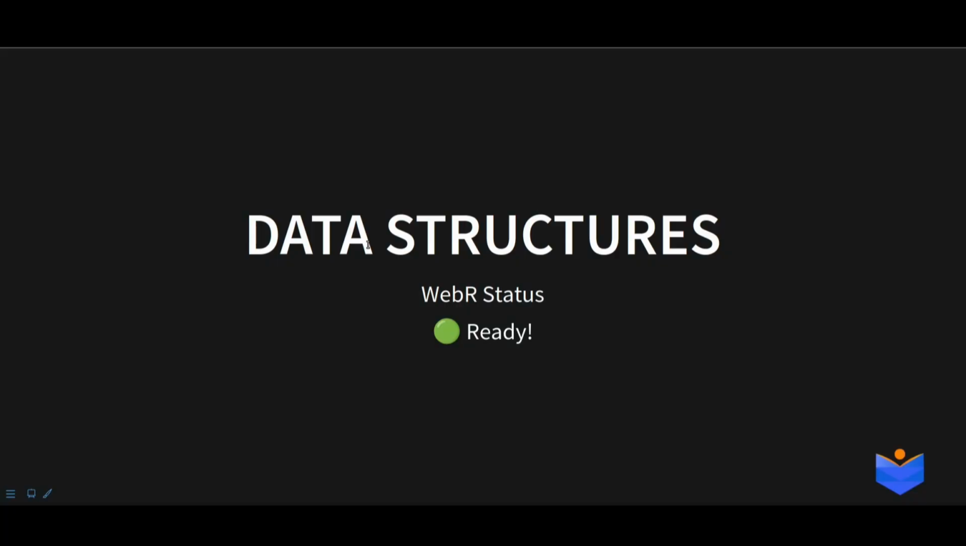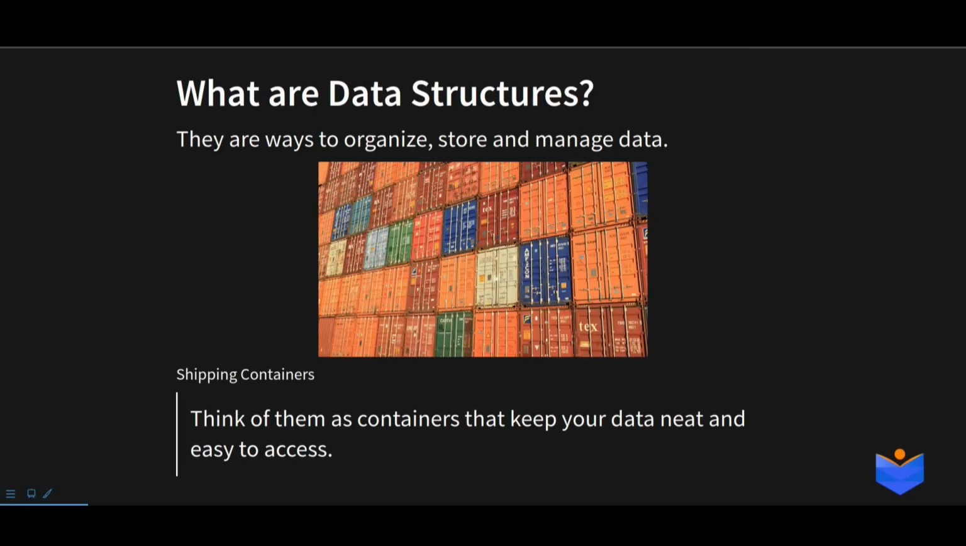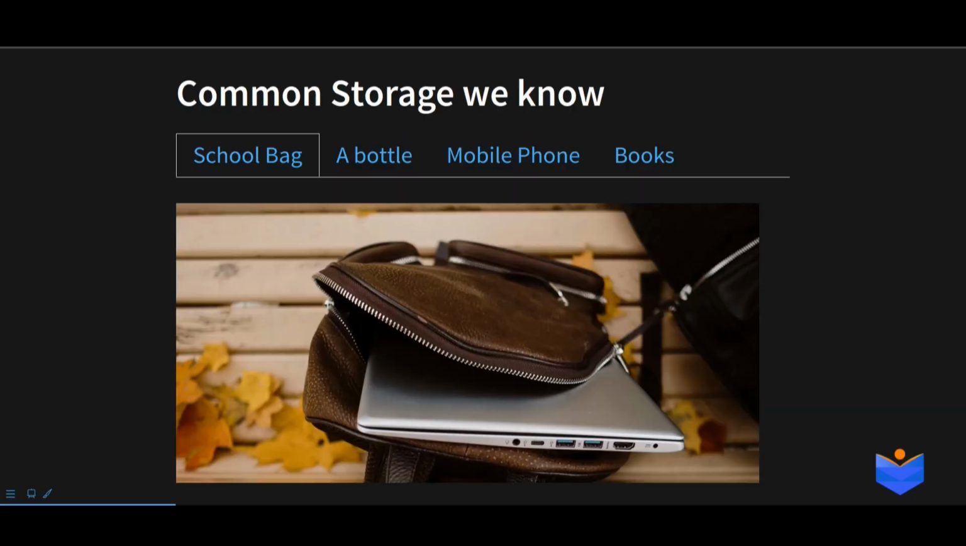In this lesson, we'll learn about the data structures in R. What are data structures? They are the way we organize, store, and manage data in R. Let's just think of them as a container or an object where we keep things and where we keep them tidy so we can access them easily later.